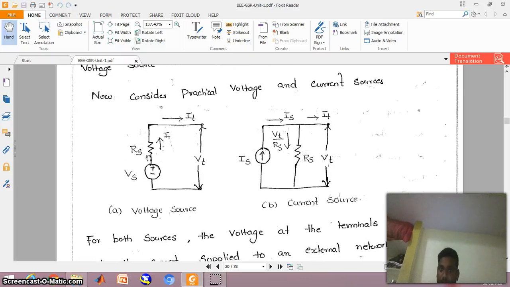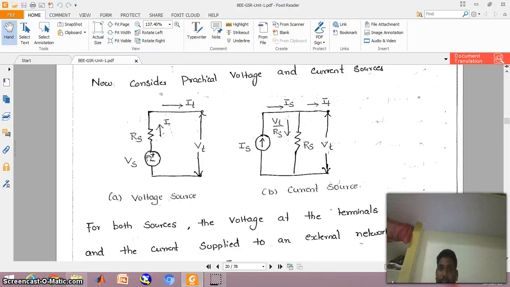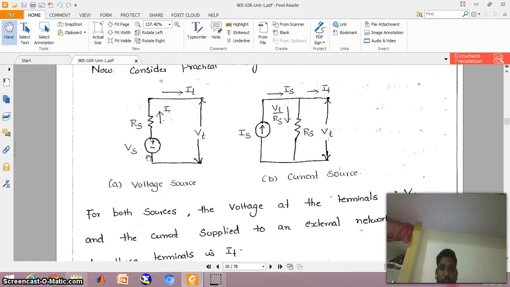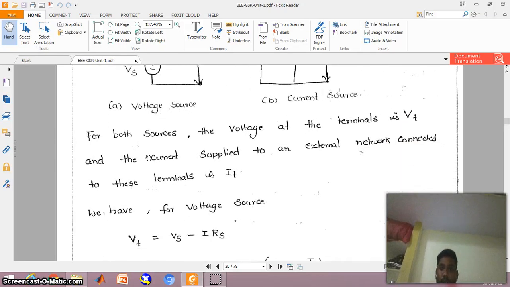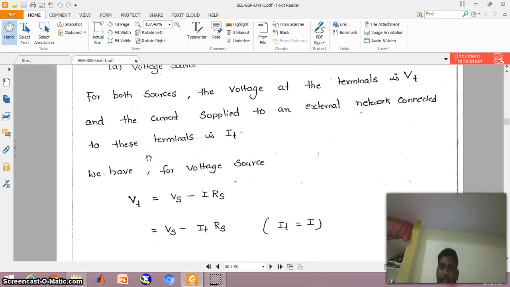Now consider a practical voltage source and a practical current source. So we know in a practical voltage source, resistance is connected in series with the voltage source. Next, in a practical current source, resistance is connected in parallel with the current source. For both sources, the voltage at the terminals is Vt and the current supplied to an external network connected to the terminal is It.